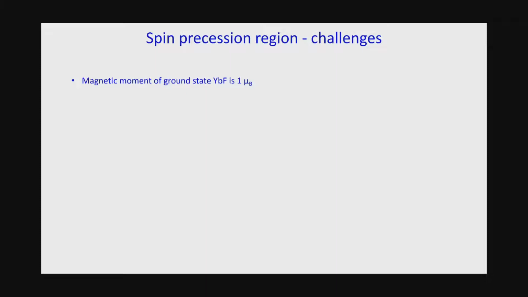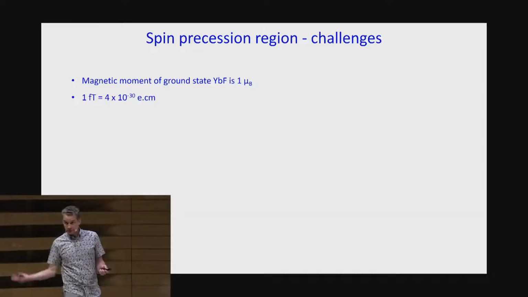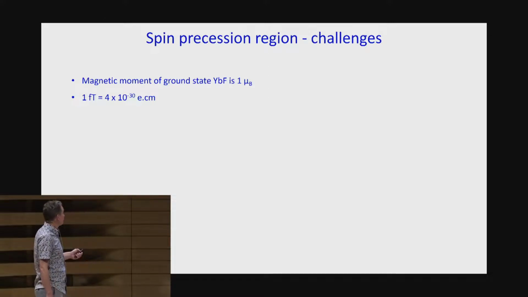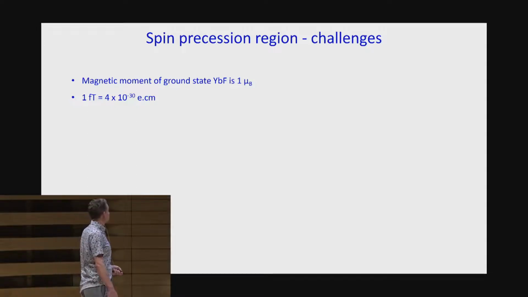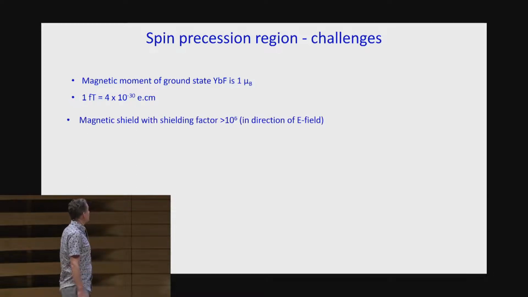That means that we have to measure this extremely tiny electric dipole moment against the background of an enormous magnetic dipole moment. To give you a feel for the numbers here, a magnetic field of 1 femtotesla that correlates with us reversing the electric field looks like an EDM of 4 × 10⁻³⁰ e·cm. We want to measure much lower than that, so you can see the scale of the challenge that we have. The upshot of that is that we need a magnetic shield with a shielding factor better than 10⁶ in the direction of the electric field.